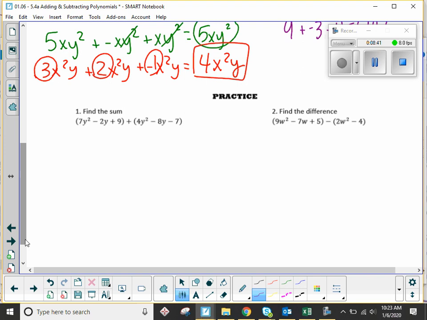So number 1 says find the sum, and you have these 2 sets of parentheses with polynomials inside, and you're just looking for like terms that you can combine. They're set up pretty easy for you, like in the same order and everything. What can I combine with the 7y squared? 4y squared. So is that 11y squared, or is that 11y to the 4th, or what? Right, okay. So what combines with negative 2y? Okay. Yep. And then the 9 and the negative 7?